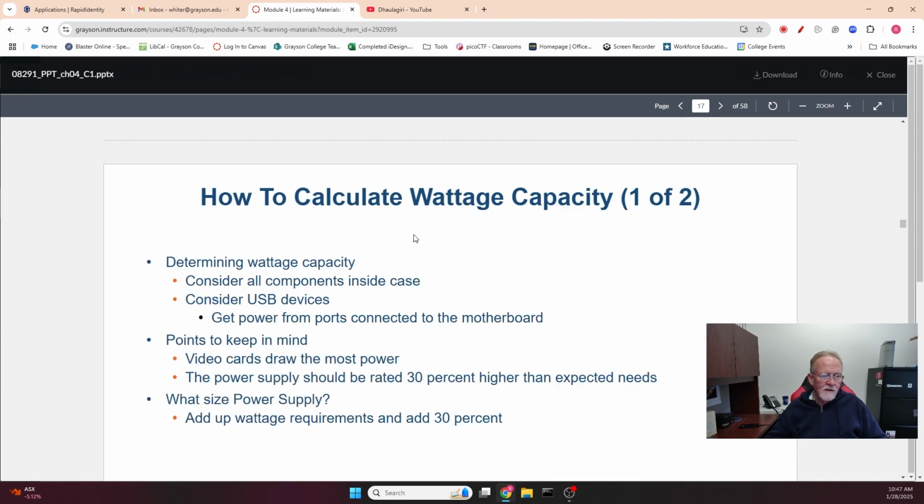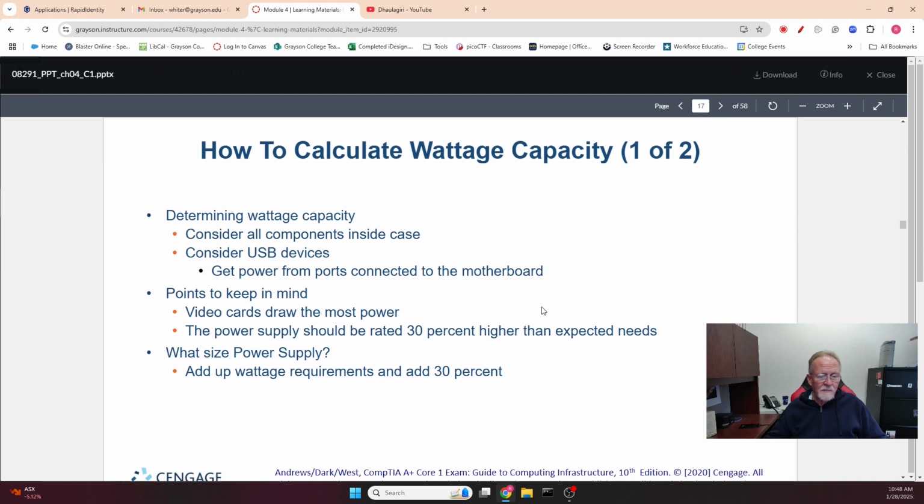And how to calculate wattage capacity: consider all the components in the case, consider the USB devices that you're going to use, look at the documentation to get the power requirements from ports connected to the motherboard, and then add them up. Now, power supply should be rated 30% higher than what is expected need.